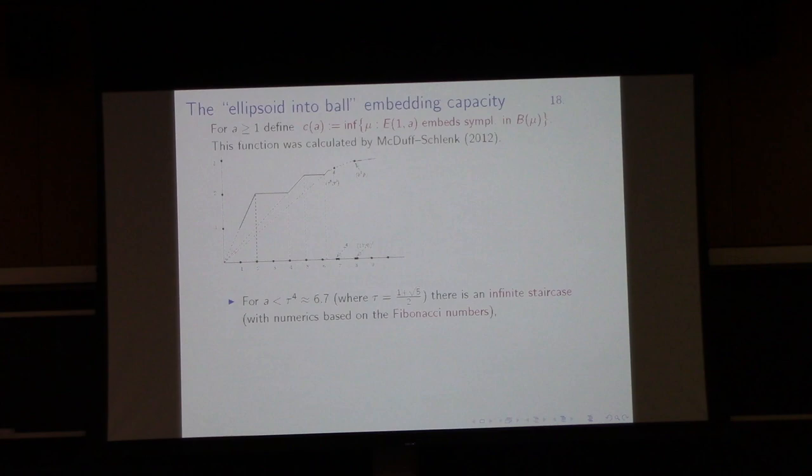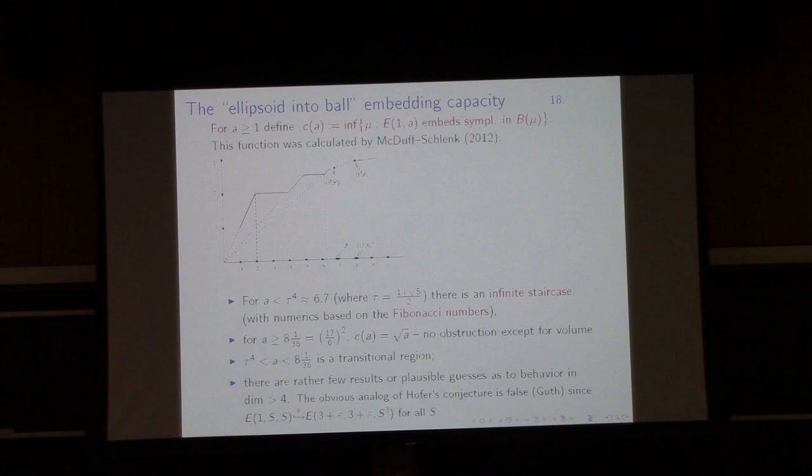The other interesting thing is that the staircase is governed by the Fibonacci numbers. There's a lot of geometry behind that that tells you why you get these invariants, and then there are obstructions, and then we have these transitional regions. But the other thing about this is that there's very little known in higher dimensions.